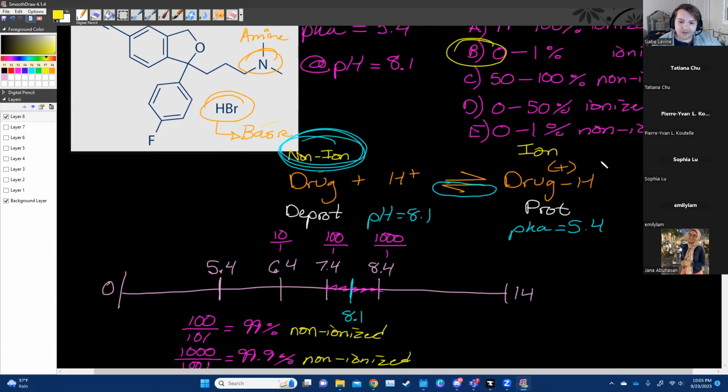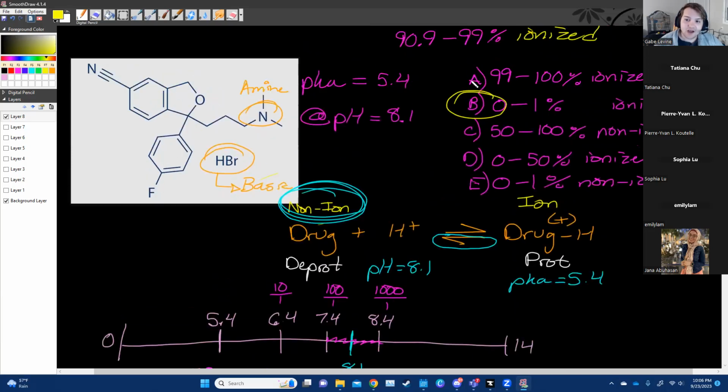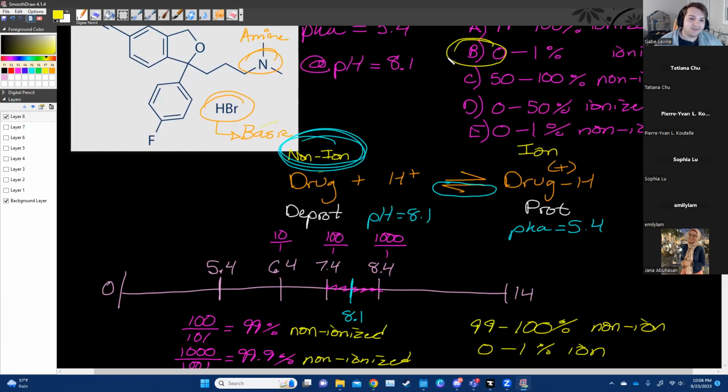Why is it B? Because in the same way that we can say that we have 99% to 100% non-ionized, the opposite of this would be 0 to 1% ionized. So the answer here would be B, because it's not that we have almost 100% of the ion form. So here we're taking the opposite of what Mother Nature told us. We're looking at the reverse, right?